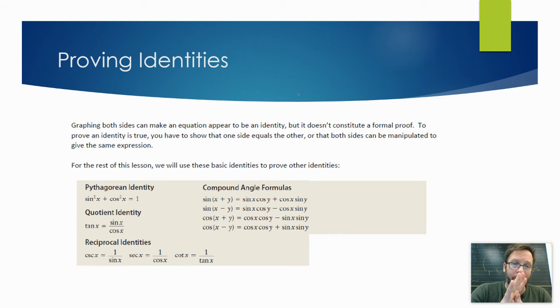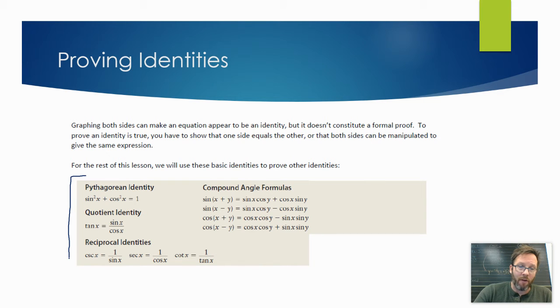So to prove an identity is true, and you did some of this in your grade 11 course, you have to show that one side equals the other, algebraically, or that you can manipulate both sides into the same thing. For the rest of this lesson, we're going to prove a few identities. We're going to bring out a variety of skills, and we're going to use some of our old friends.